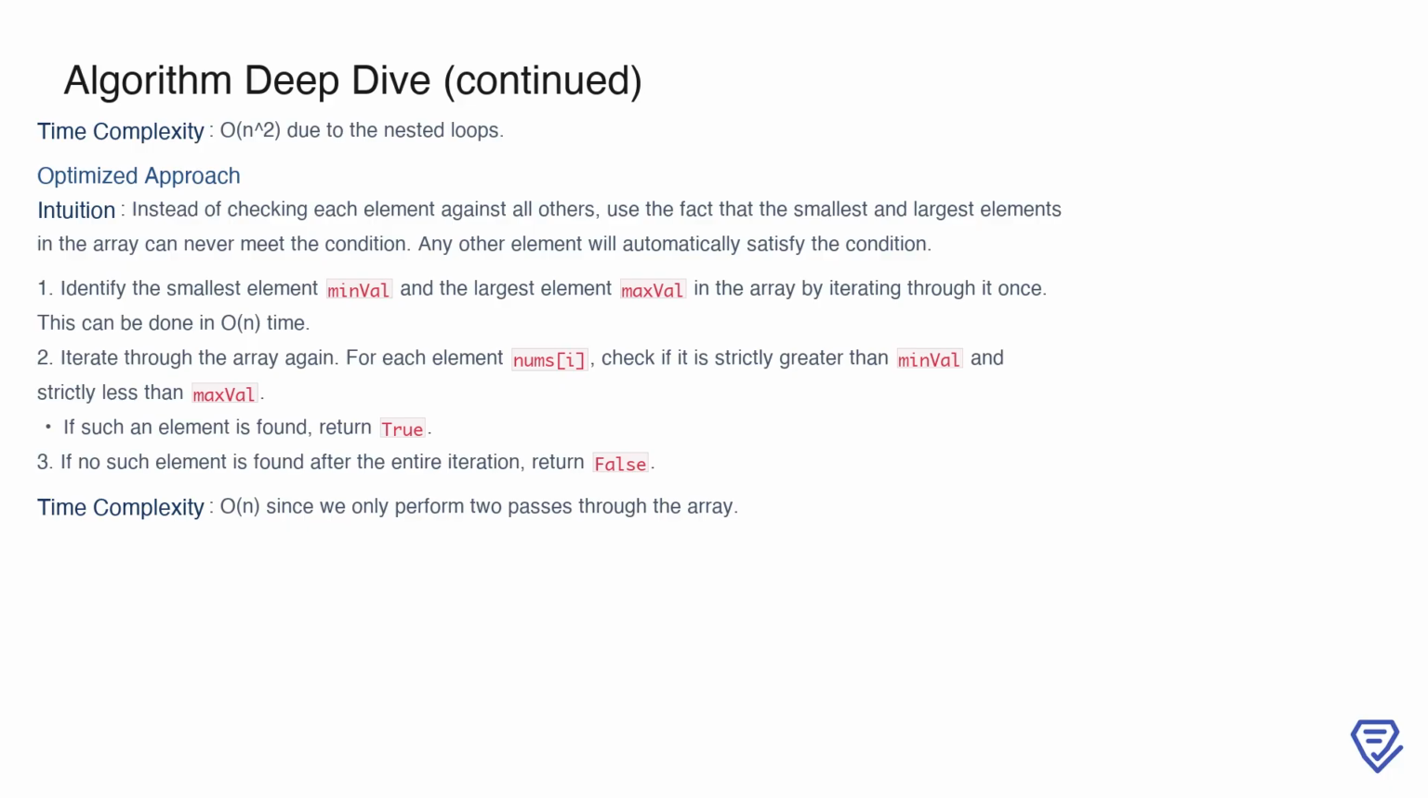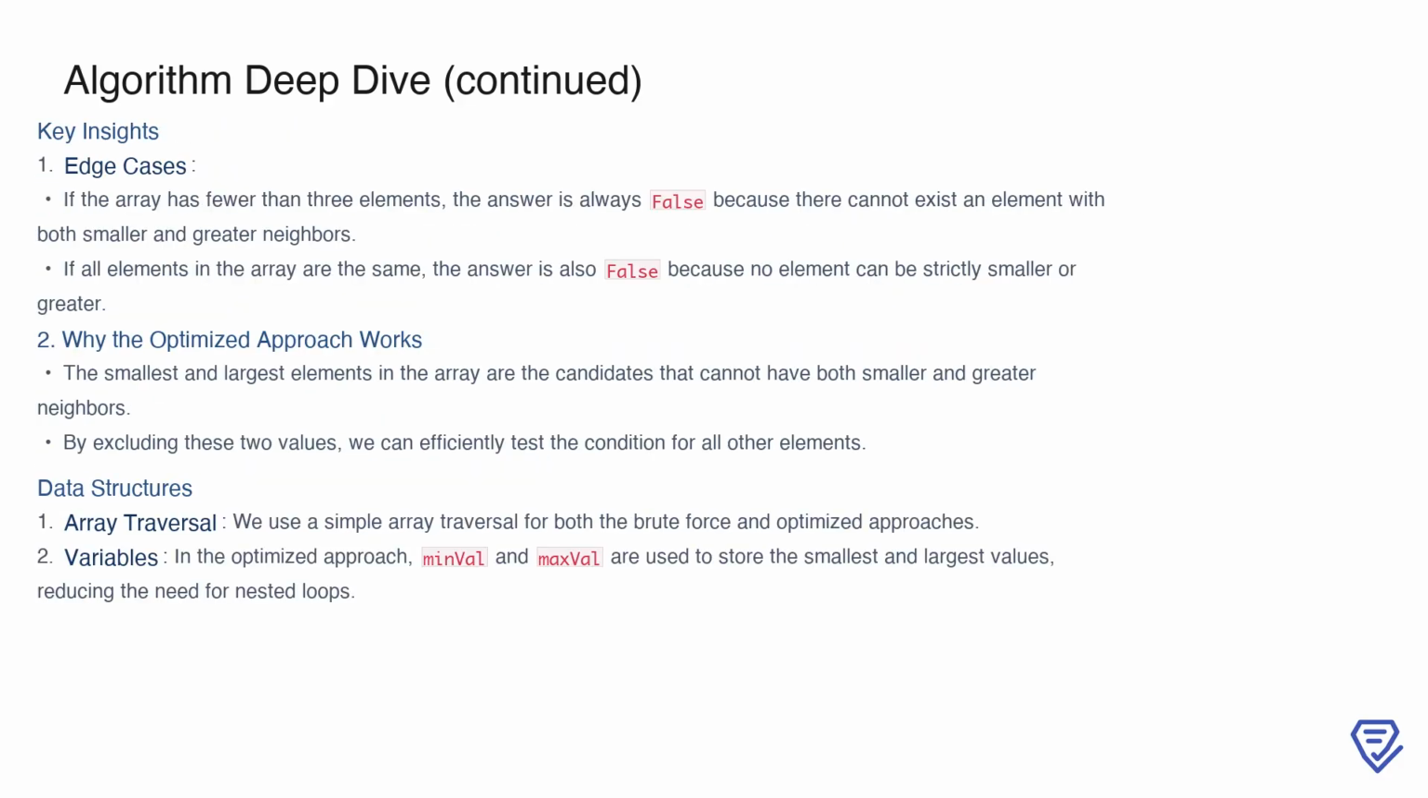Next, we make a second pass through the array and check if any element is strictly greater than min_val and strictly less than max_val. If such an element is found, we return true. If the iteration completes without finding such an element, we return false. This approach is much more efficient, as it eliminates the need for nested loops and achieves a linear time complexity of O(n). Now, let's consider some key insights and edge cases.